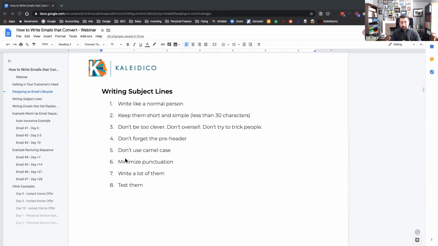So here are the steps that I move through to be effective with subject lines. First and foremost, just write like a normal person. The way that you write a subject line when you're sending it to a friend or a family member or a colleague or another team member in your company, that's the way you need to write your subject line. So what does that mean? A lot of times it's not perfect. Oftentimes there's no punctuation in it. It's super short.